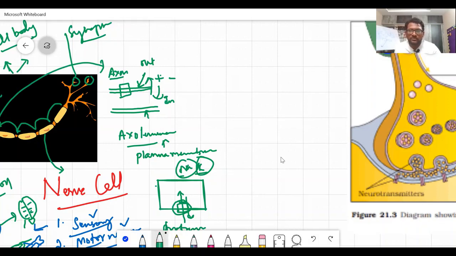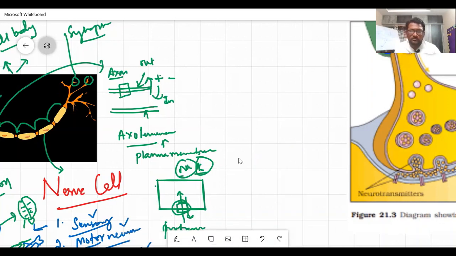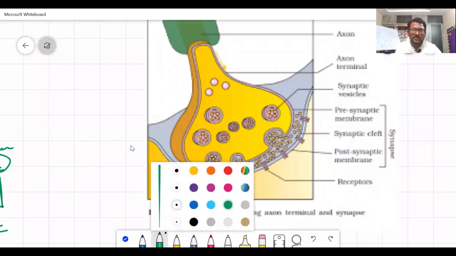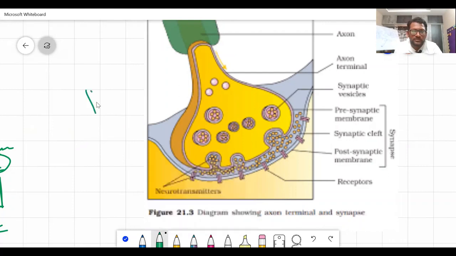Through which the nerve impulse would be conducted. So there are different types of synapses, but how exactly nerve impulse would be conducted, we will be discussing. But here, if you see the synaptic knob at the end of the axon, it would contain these synaptic terminals.